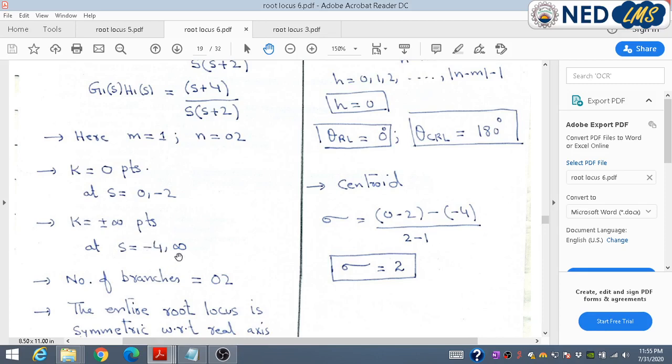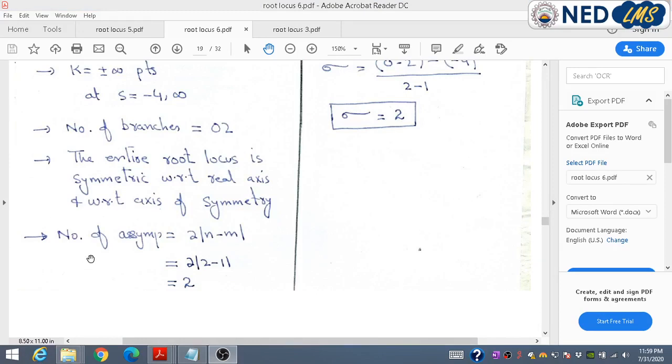The rest, the second plus minus infinity point, is where we have to find out, and this can be found by making use of a property that we will discuss later. So please stay tuned with me. The next property states that the entire root locus is symmetric with respect to the real axis and with respect to the axis of symmetry, and we will observe that after the sketch of the given root locus in this problem, the final root locus sketch will come out to be symmetric with respect to the real axis and with respect to the axis of symmetry.